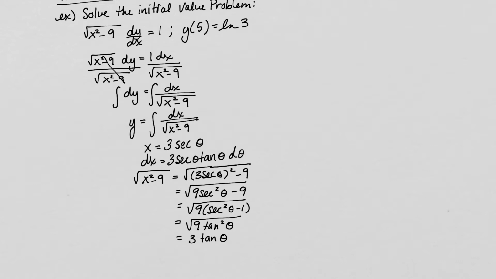And then also from the 3 secant theta, so x equals 3 secant theta, I'm going to make my triangle. Divide both sides by 3, so the secant of theta equals x over 3. So here's theta. Remember, secant is the hypotenuse over the opposite. And then that makes this side, we would end up with x squared minus 9 if you do the Pythagorean theorem out.